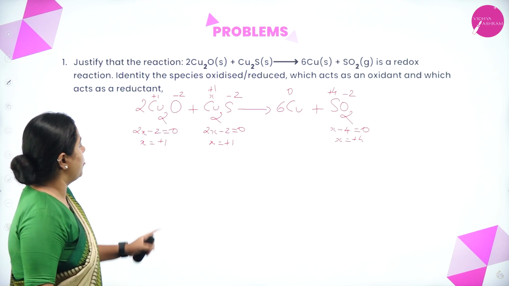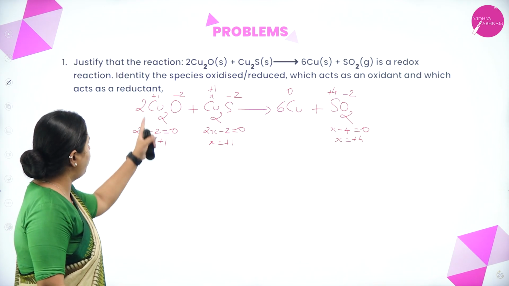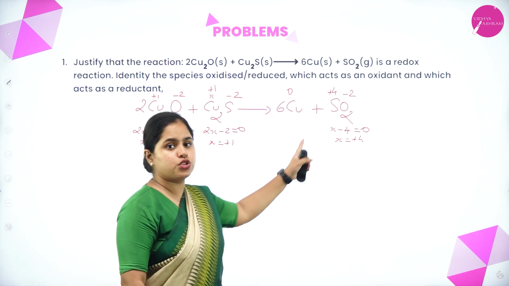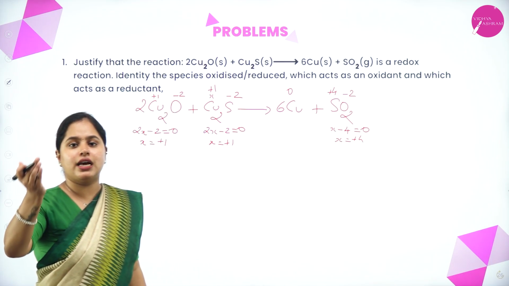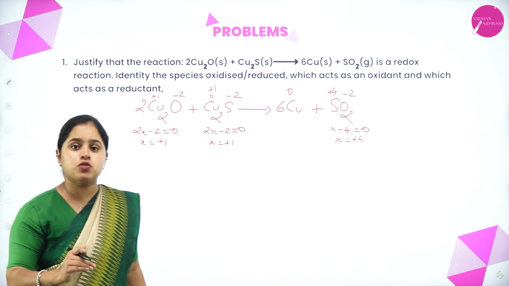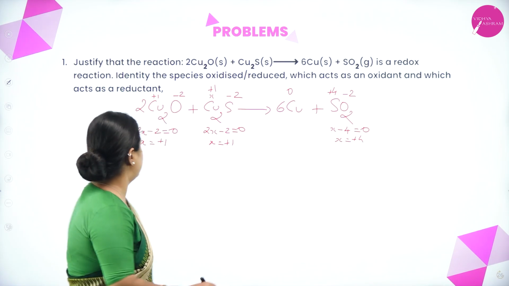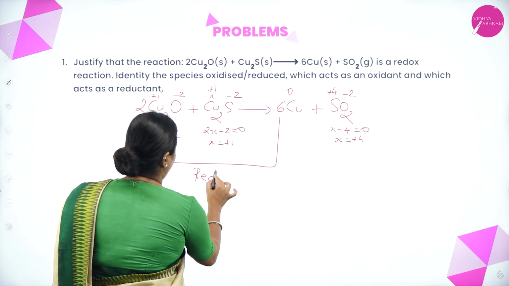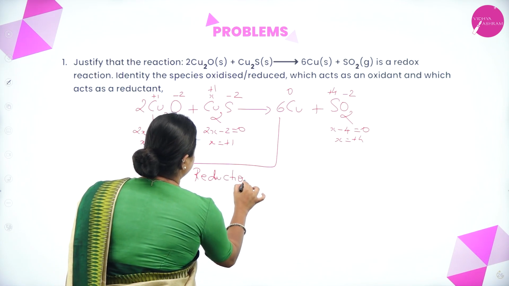Now let's see what is happening to copper here. Copper is in +1 state on the reactant side and it has reduced to 0. From +1 it has become 0. That means what has happened? Reduction has taken place here, right? So what underwent reduction? Copper underwent reduction.